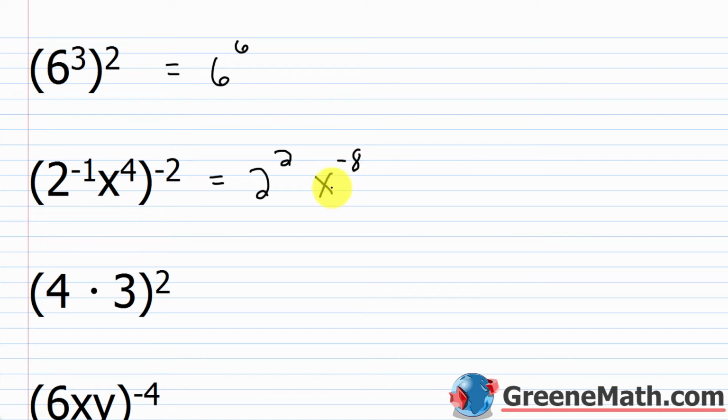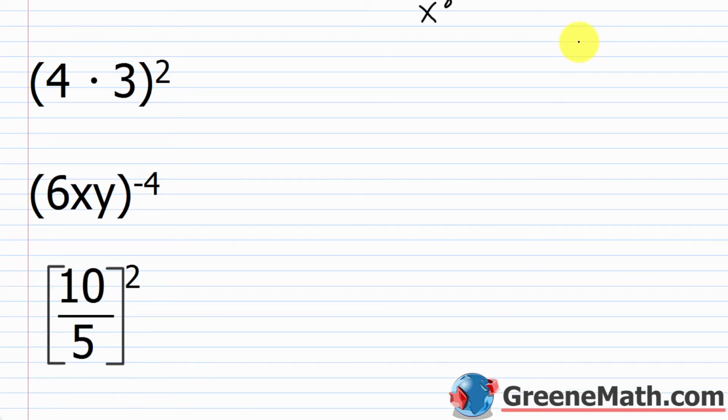Now in this case, since we know that x to the power of negative 8 is 1 over x to the 8th power, I can just simply write this as 2 squared over x to the 8th power. Remember, if I grab this right here and I bring it across the fraction line, what I know is x stays the same. The exponent goes from negative to positive.